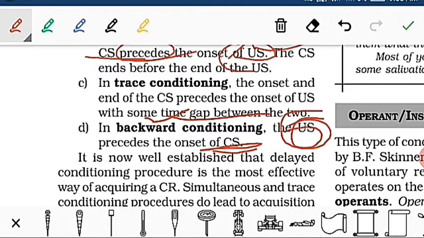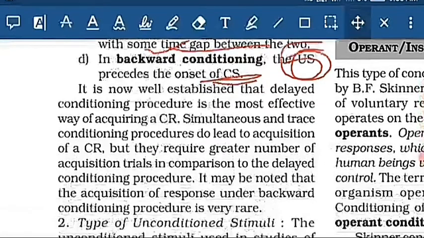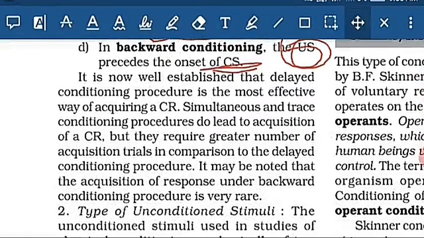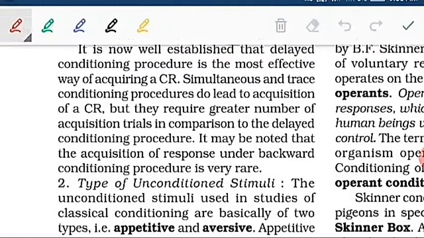We should remember one thing, that out of these four, the most important and most effective is the delayed conditioning procedure, because in this there is a need for fewer acquisition trials so that we can get one particular response.